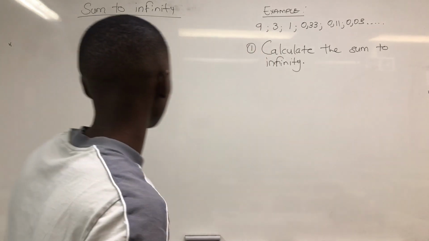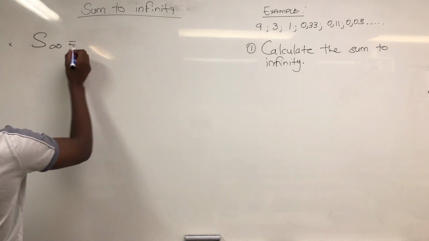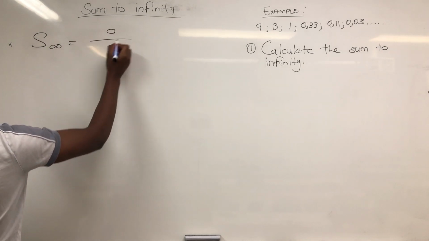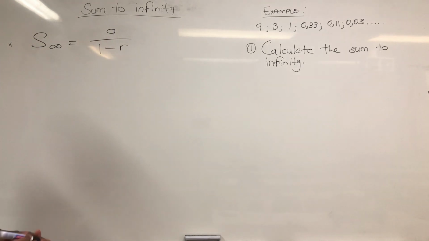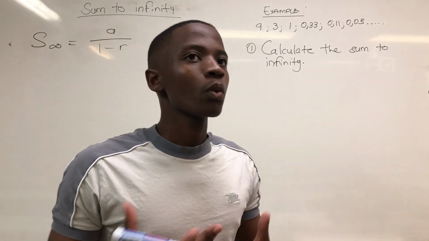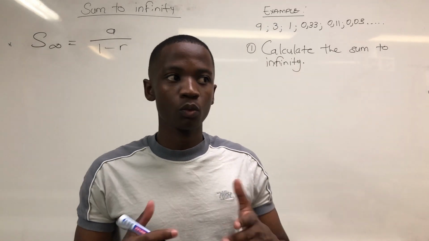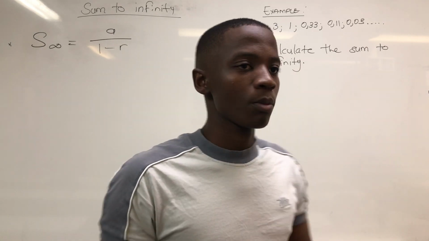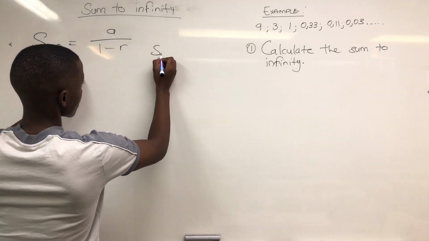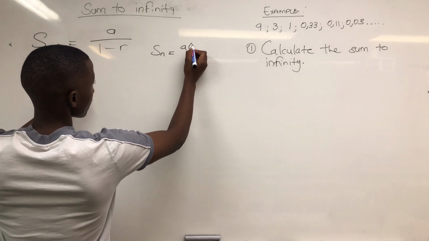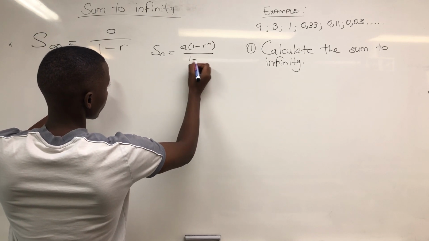So the formula for the sum to infinity is: S infinity equals a over 1 minus r, where a is the very first term and r is the common ratio. We've talked about the sum before, so please don't confuse the two. We've talked about calculating the sum in geometric sequences, which is, let me just write it here, Sn equals a times 1 minus r to the power of n over 1 minus r.